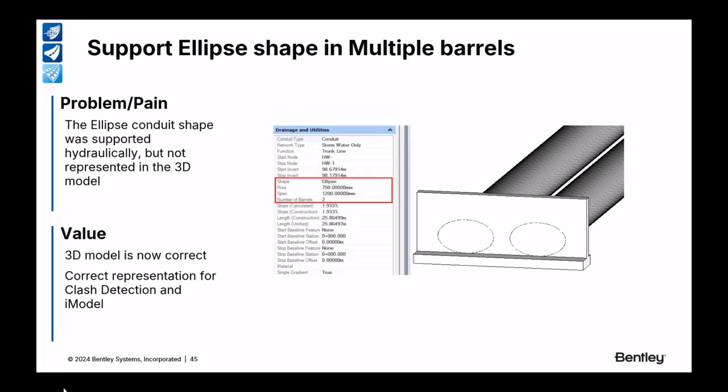So the hydraulic analysis was always correct. That wasn't a problem, but the physical representation wasn't. So we've added that functionality in now. Next slide, please.